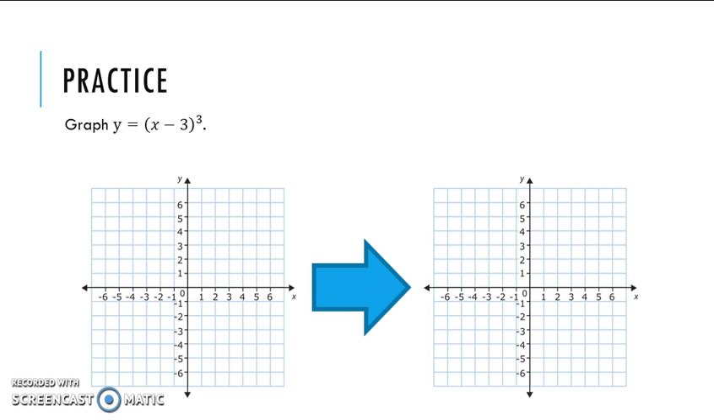Next, I've got y = (x - 3)³. Okay. Notice that minus 3 is inside the parentheses. So we know inside is horizontal. But first, let's start with our parent function. Got my 5 points down for my parent function.